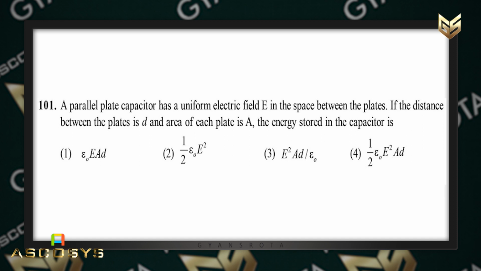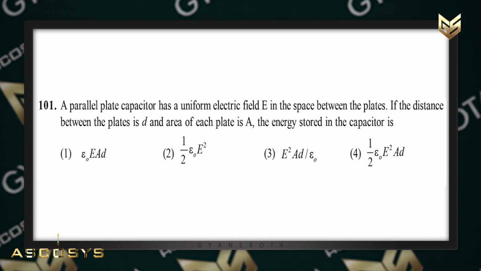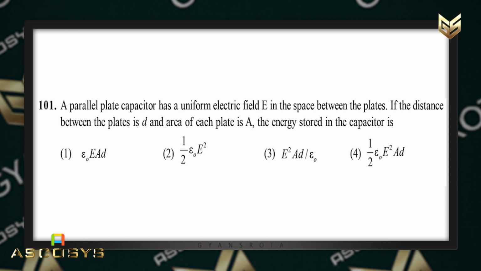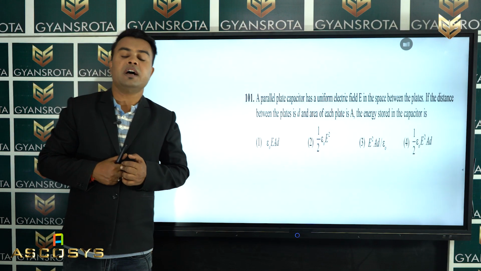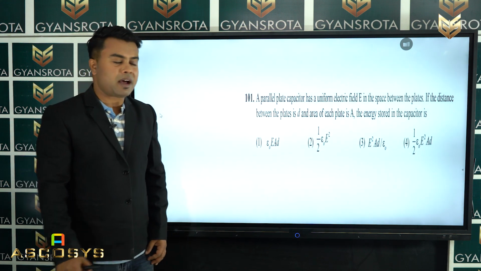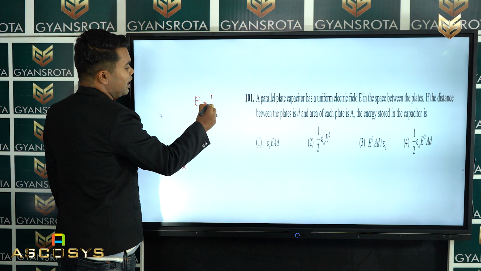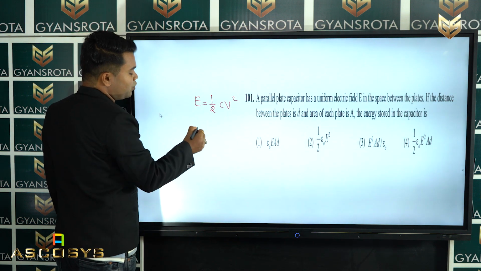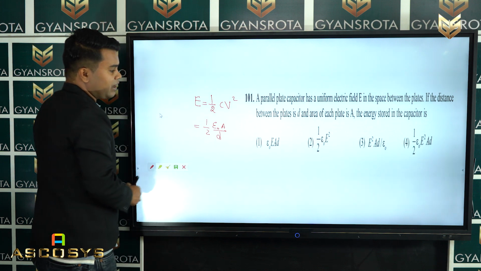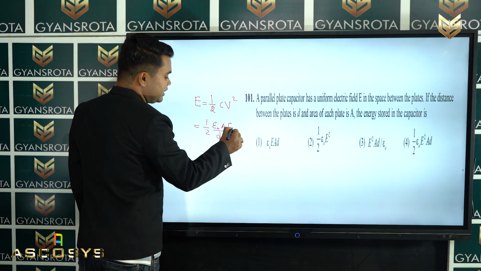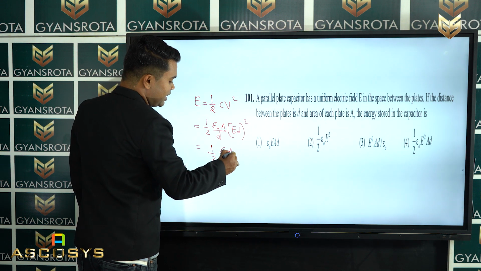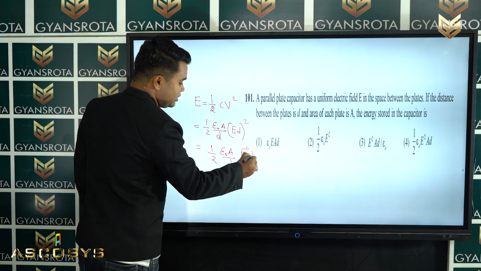A parallel plate capacitor has a uniform electric field in the space between the plates. If the distance between the plates is d and area of each plate is A, the energy stored in the capacitor is. Now which formula you are going to use? This question again came from the chapter electrostatic potential and capacitance, and the energy stored in the capacitance is given by E equals to half C V square, and we know for a parallel plate capacitance C is equal to epsilon naught A by d, and V can be written as electric field multiplied with the distance between the two plates, square.